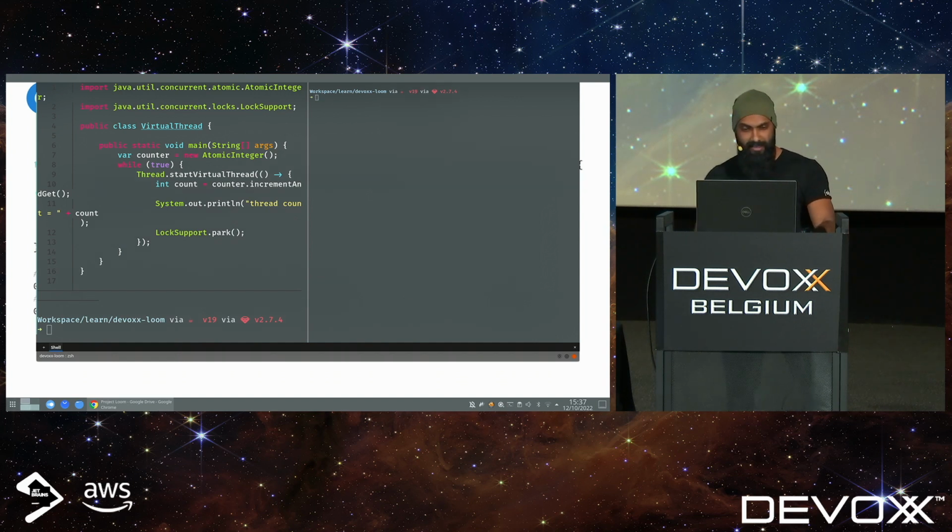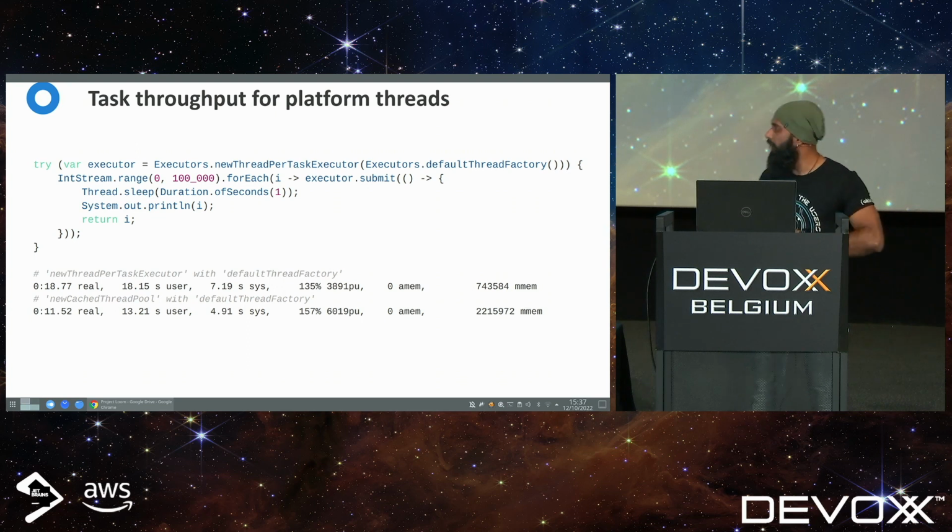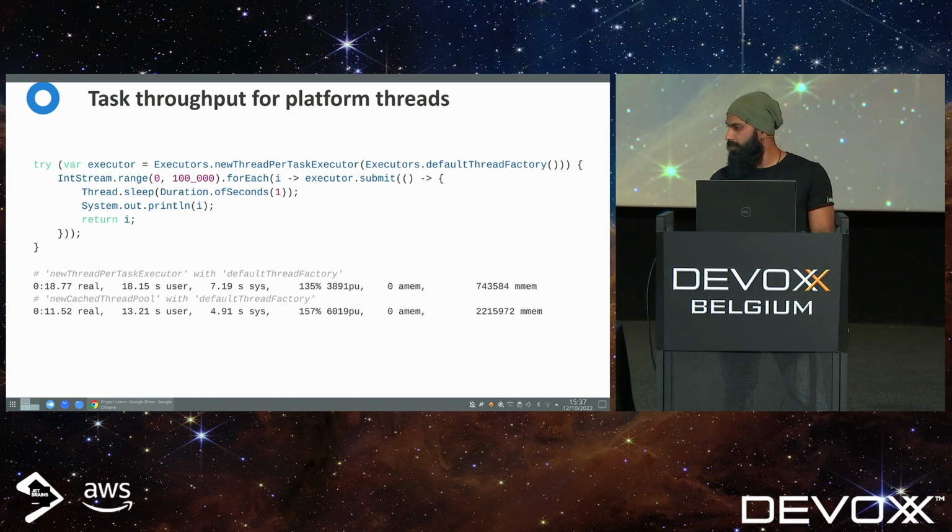Okay, next up. Now let's try some throughput experiments. So let's try creating 100,000 threads. Of course, we have the single thread executor. I'm not going to try that because, of course, 100,000 threads with a single thread executor, it's going to take forever. So not going to try that. So let's try the new thread per task executor.